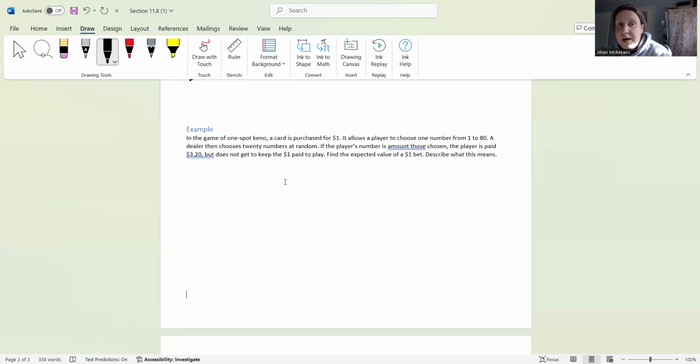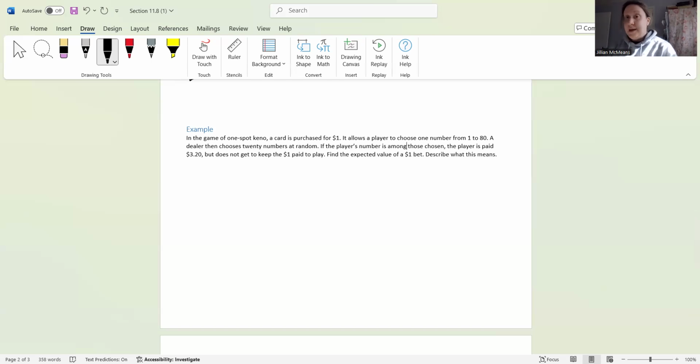So in the game of one spot Keno, a card is purchased for $1. So you're buying a card for $1. It allows a player to choose one number from 1 to 80. A dealer then chooses 20 numbers at random. If the player's number is among those chosen, the player is paid $3.20, but does not get to keep the dollar that they paid to play. So you lose the dollar no matter what. Find the expected value of a $1 bet. Describe what this means.